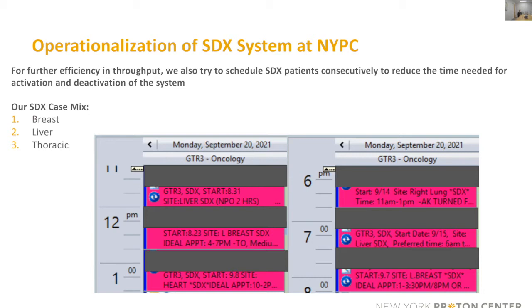And each of these time slots, as you can see, is generally about 45 minutes, which is approximately 15 minutes more than our traditional non-SDX time slots that we utilize for our patients. You can also get a sense from this slide of the different disease sites for which we utilize SDX, and as you would rightfully assume, it's our breast cases, our liver cases, our GI cases, and our lower thoracic cases.